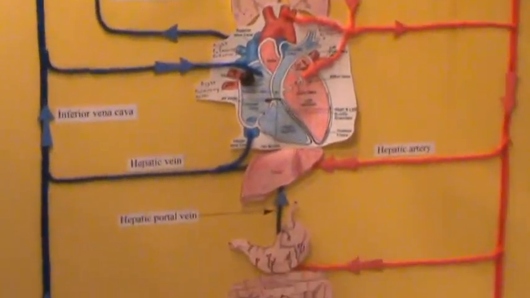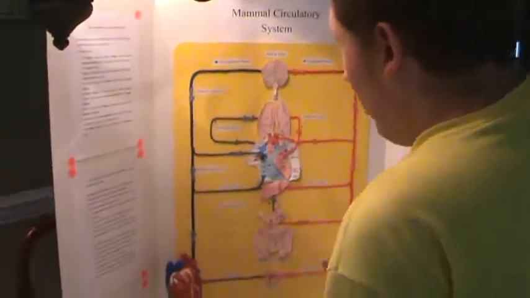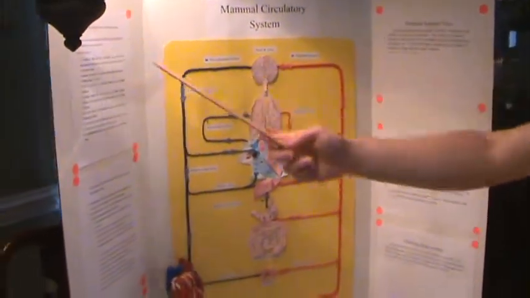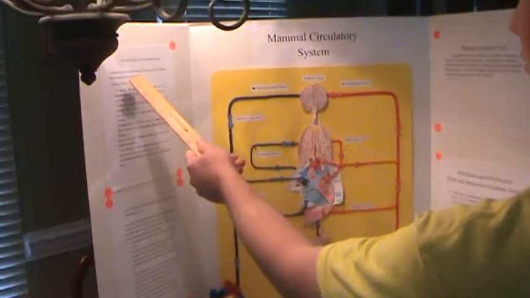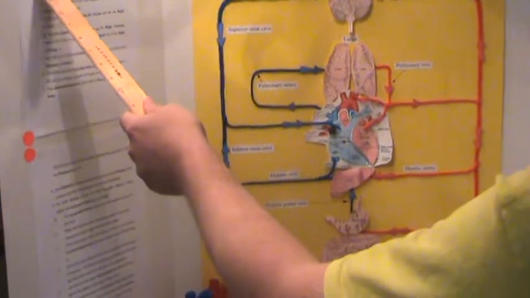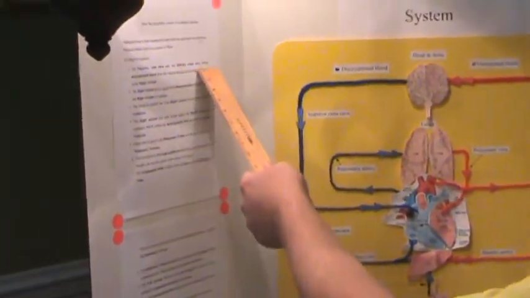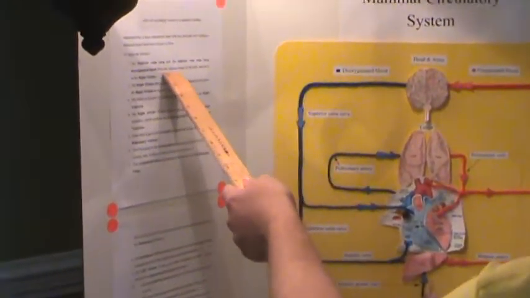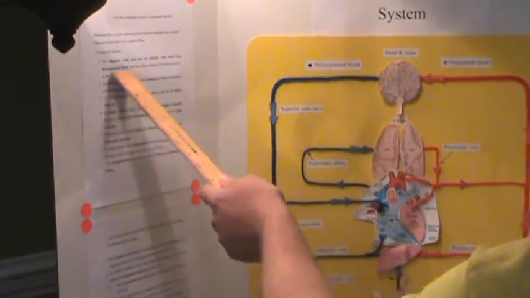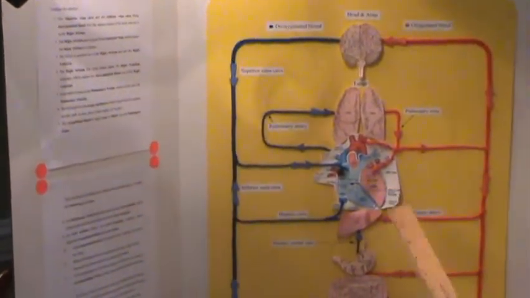And this is the circulatory system of a mammal. Mammals have a four-chambered heart with two atria and two ventricles. Mammal hearts have two circuits of flow. To begin the process, the superior vena cava and the inferior vena cava bring deoxygenated blood from the various tissues of the body and put it in the right atrium.